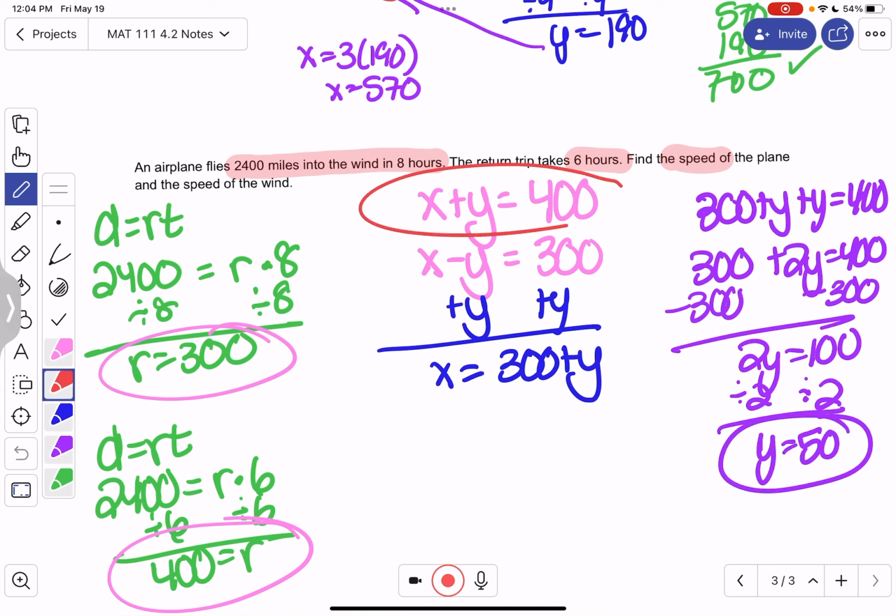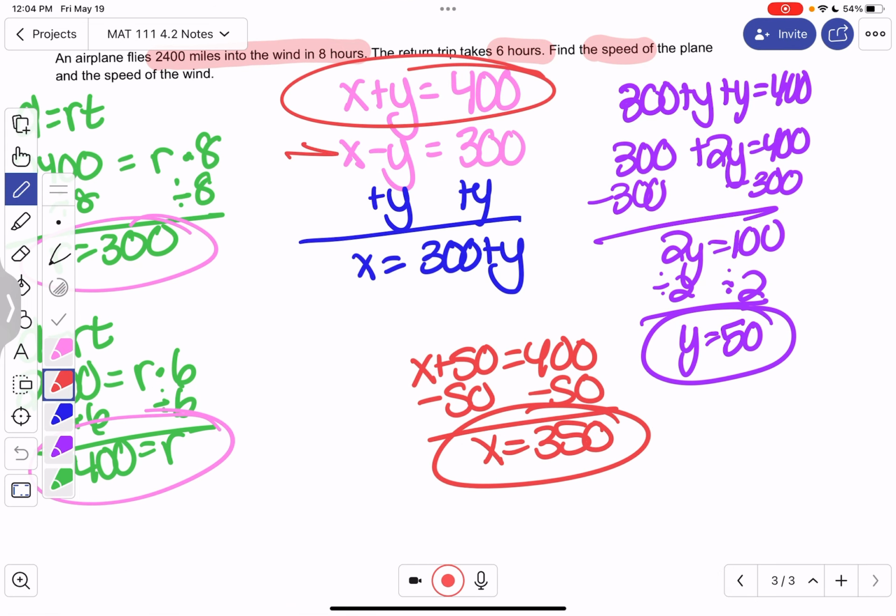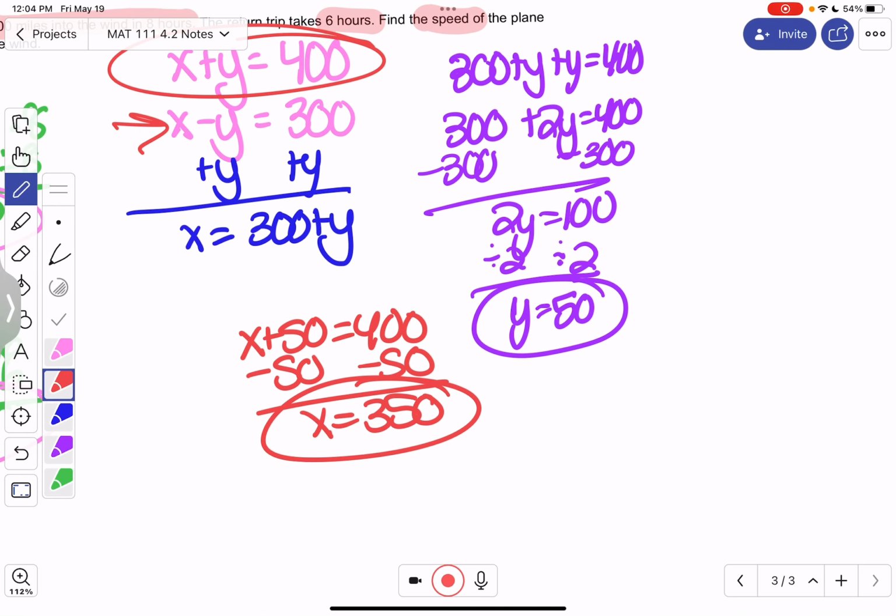Now, if we go back here, x plus y equals 400. So x plus 50 equals 400. Subtract 50 from both sides, and we get x equals 350. Those would be our two things. If we plug them into the other one, 350 minus 50 is 300. Now, which would be which? Well, obviously the plane's faster than the wind. So the plane went 350 miles per hour, and the wind was 50 miles per hour.